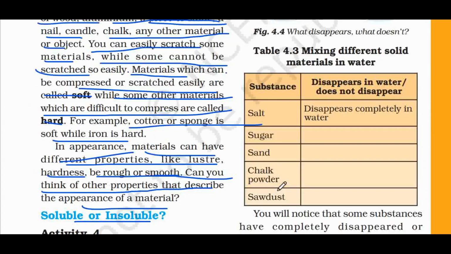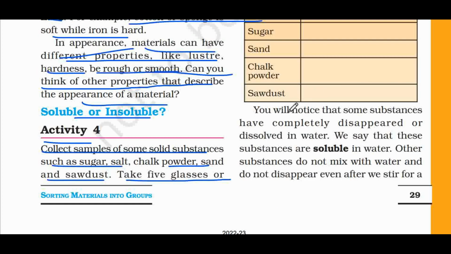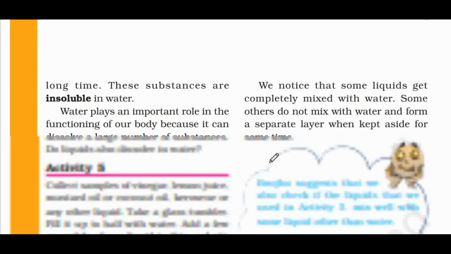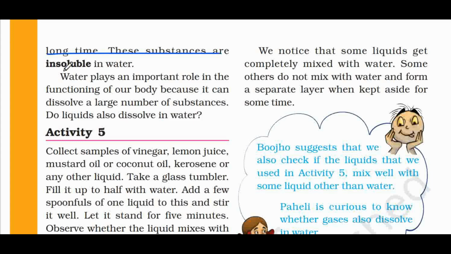Table 4.3. Mixing different solid materials in water. You will notice that some substances have completely disappeared or dissolved in water. We say that these substances are soluble in water. Other substances do not mix with water and do not disappear even after we stir for a long time. These substances are insoluble in water. Water plays an important role in the functioning of our body because it can dissolve a large number of substances.